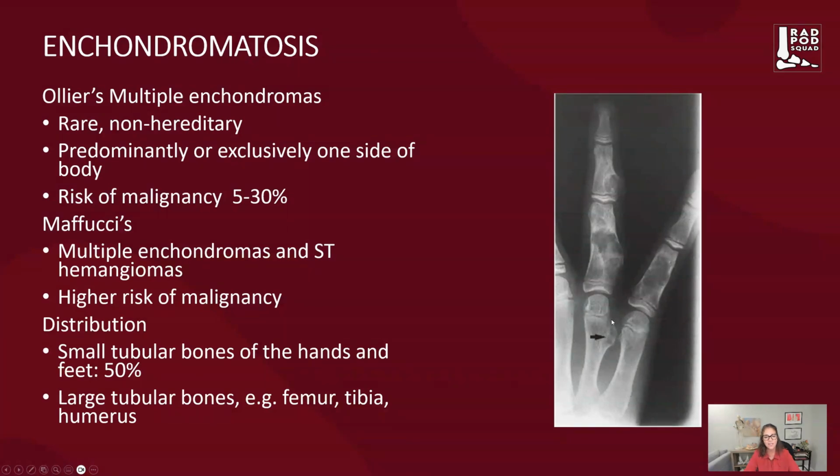Here we're looking at a lesion at the fourth finger. We're looking at the fourth metacarpal, this expansile lesion, more different types, not only enchondromas, but osteochondromas occurring with these multiple chondroma patterns. Adding soft tissue hemangiomas to the type of syndrome gives us the diagnosis of Maffucci's, an even higher risk of malignancy because of the increased soft tissue masses. And distribution can be in the small bones of the hand and feet in over 50% of those. Large tubular bones can also be affected.